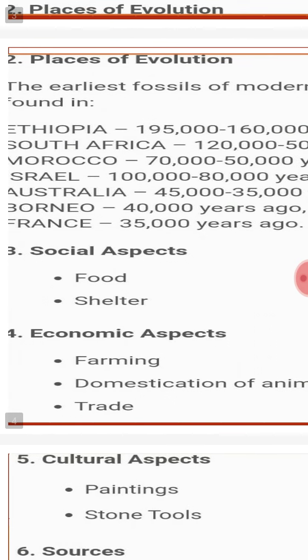From Australia, 45,000 to 35,000 years ago. In France, the fossils found range from nearly 35,000 years ago.